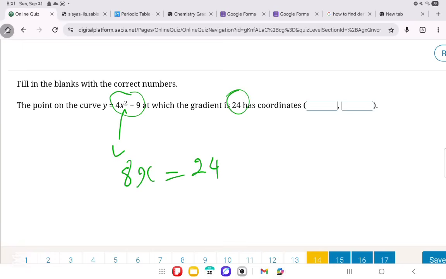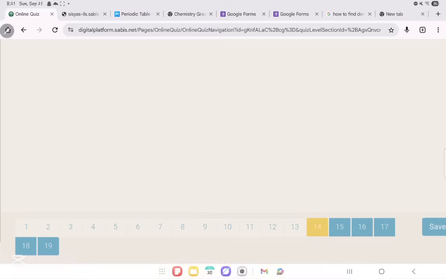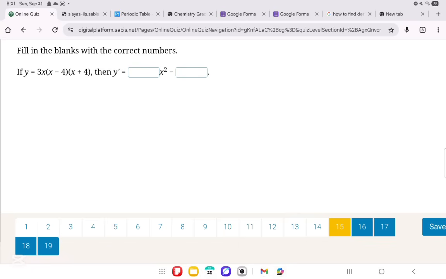So now we can find the value of x. That means x is equal to 3. Let us find now the value of y. How do you find the value of y? Very simply, you will substitute x in this equation over here. So 4 times 3 squared minus 9 is going to give us an answer of 27. So 3 and 27.